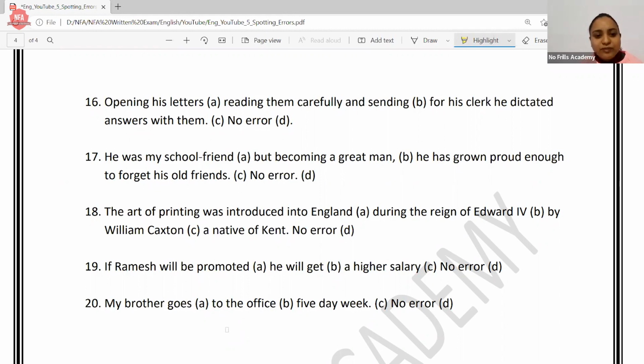Next, if Ramesh will be promoted, he will get a higher salary. If Ramesh will be promoted A, he will get B, a higher salary C, no error D. Next, my brother goes to the office 5-day week. My brother goes A, to the office B, 5-day week C, no error D.